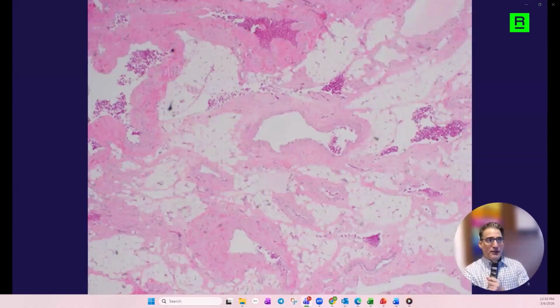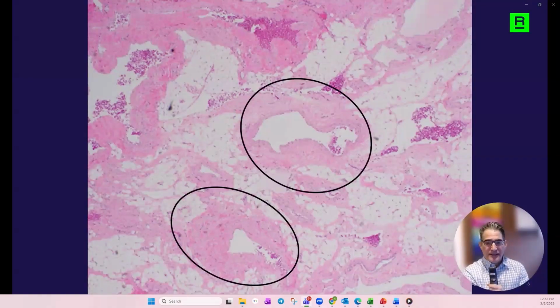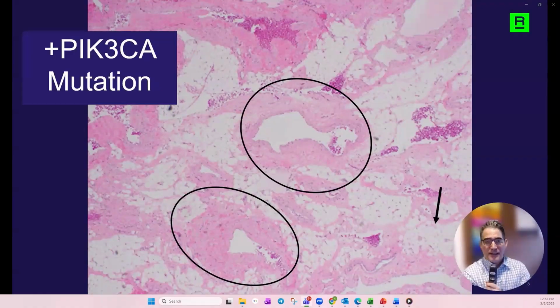Here's the histology, where we have these thick-walled vascular spaces within this mass, along with this prominent adipose tissue with interspersed fibrous tissue. Additionally, this mass was found to have a PIK3CA mutation, which is pertinent in this diagnosis.